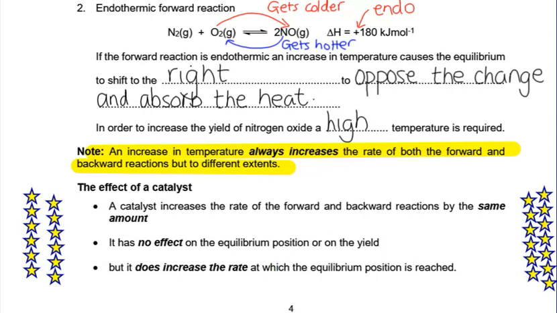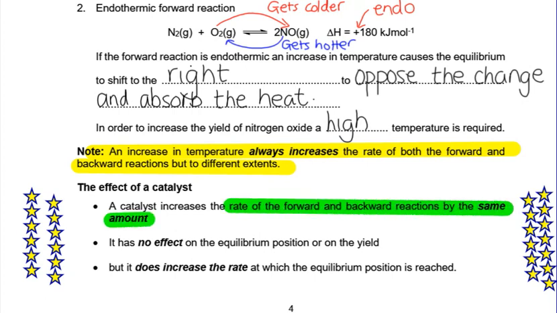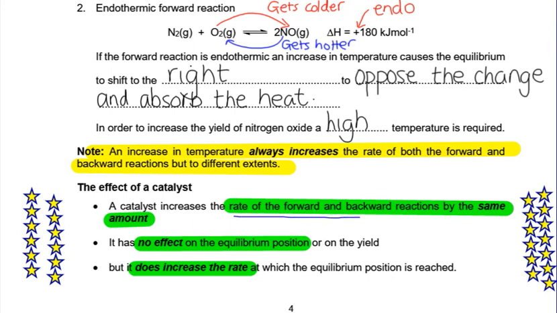We need to remember that catalysts increase the rate of the forward and the backward reaction by the same amount, so they have no effect on equilibrium position. It just gets there faster. So if you're asked to explain the effect on position of equilibrium of a catalyst, you say no effect. If you're asked to explain why, you have to say rate of forward and backwards increase the same amount. That's the most important point there.